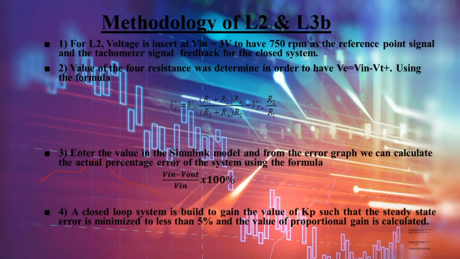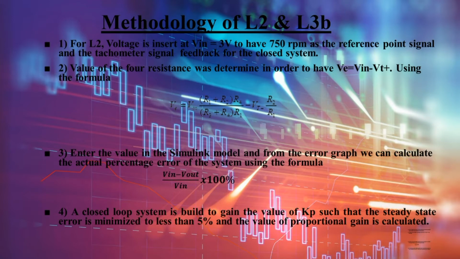For the methodology of the L2, the first step is we insert the value of voltage, which is 3 volt, to have 750 revolution per minute as the reference point signal, and the tachometer output feedback to build the closed system. Then the value of the 4 resistance is determined in order to have the voltage error equal to voltage input minus the voltage output, using the formula that is given.